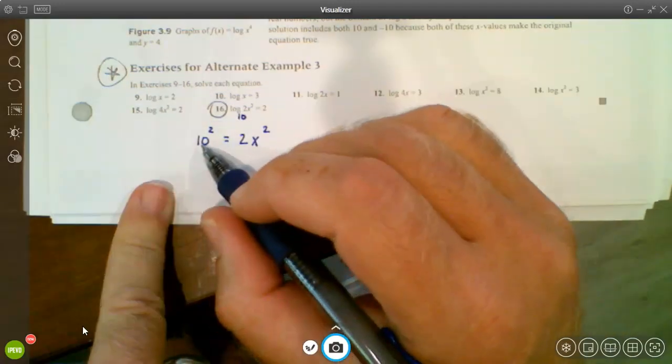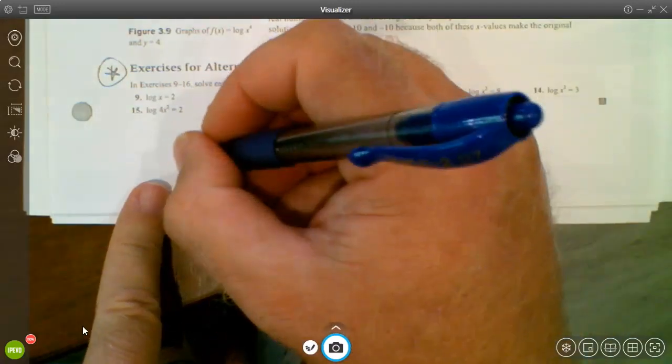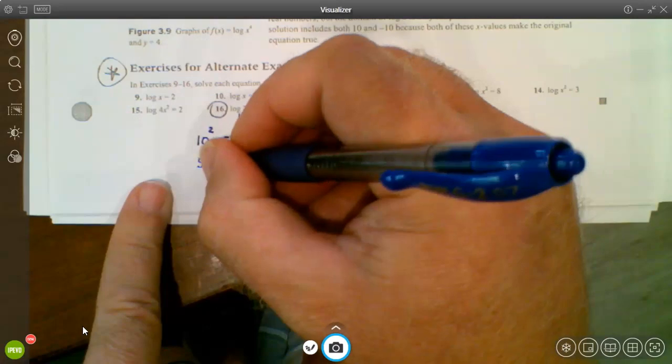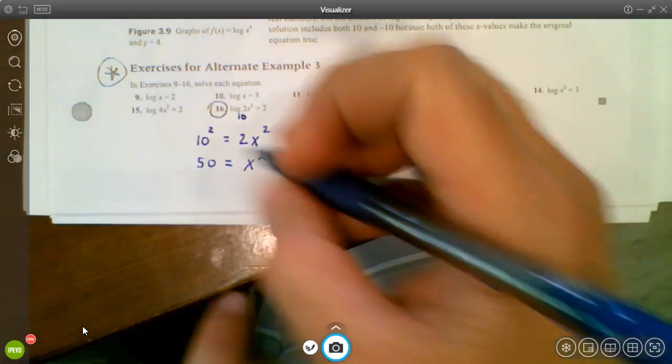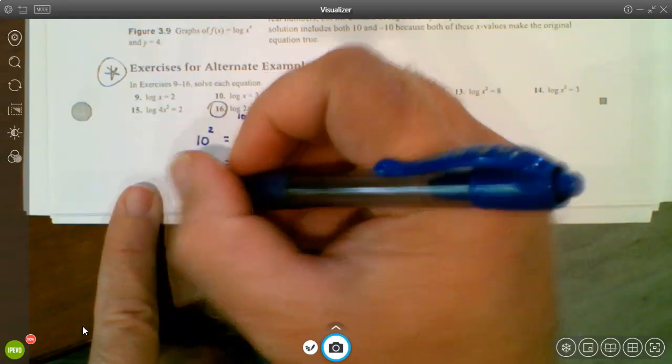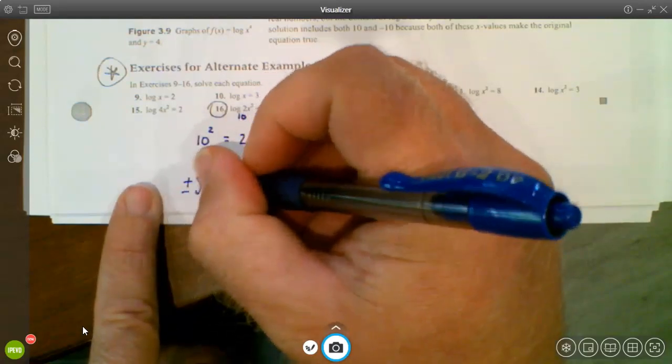So that's obviously 100. I'm going to divide both sides by 2 and get 50 equals x squared. So here's where I got to square root both sides. This is where the plus or minus comes in. So I'm looking at the plus or minus square root of 50 for our value for x.